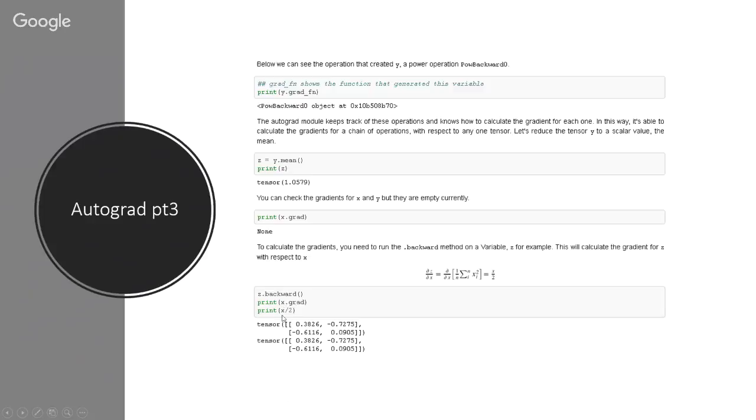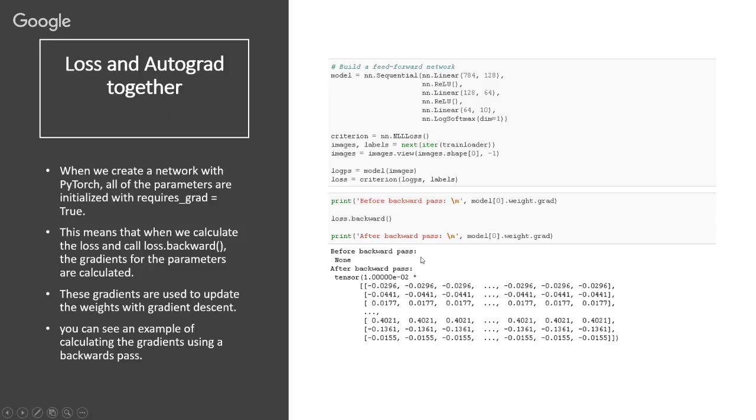z.backward, x.grad, and there you are. But what you really need to do is use these two together. When we create a network with PyTorch, all of the parameters are initialized with requires_grad. This means that when we calculate the loss and call loss.backward(), the gradients for the parameters are calculated. These gradients are used to update the weights with gradient descent.